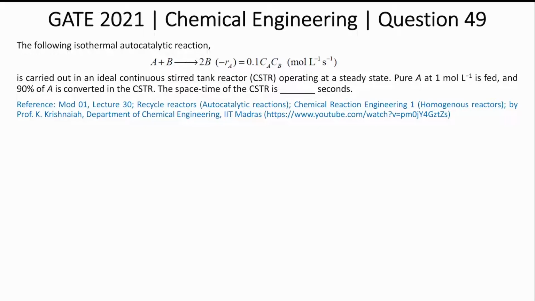Hello everyone. Today we'll be looking into a chemical engineering question from GATE 2021, question number 49. The following isothermal autocatalytic reaction A plus B gives 2B, with the reaction rate minus Ra equal to 0.1 CaCb in mole per liter per second, is carried out in an ideal continuous stirred tank reactor, or CSTR, operating at a steady state. Pure A at 1 mole per liter is fed and 90% of A is converted in the CSTR. The space-time of the CSTR is dash seconds.